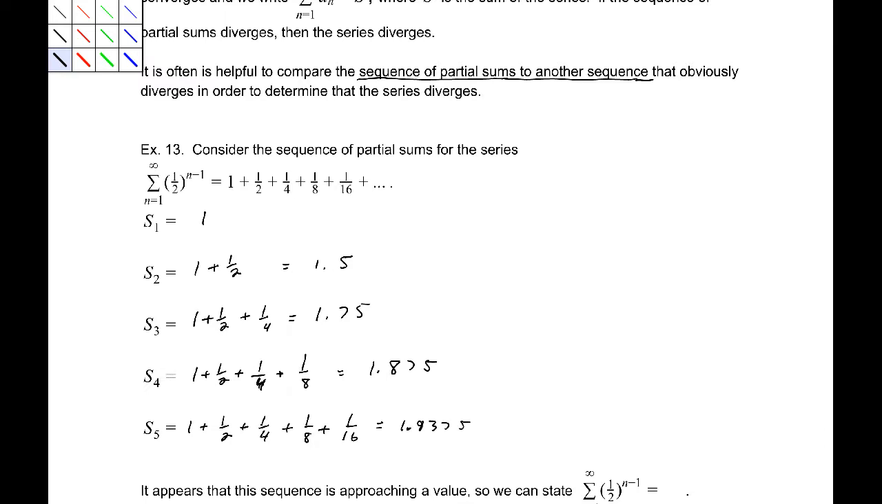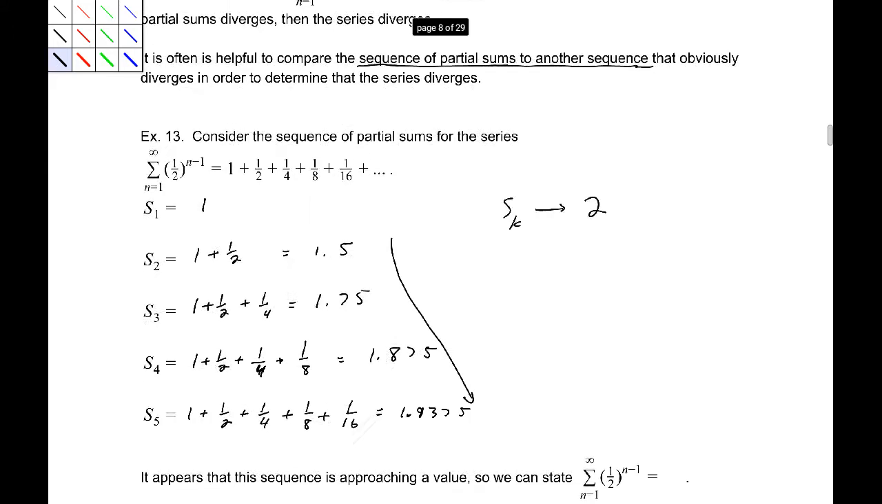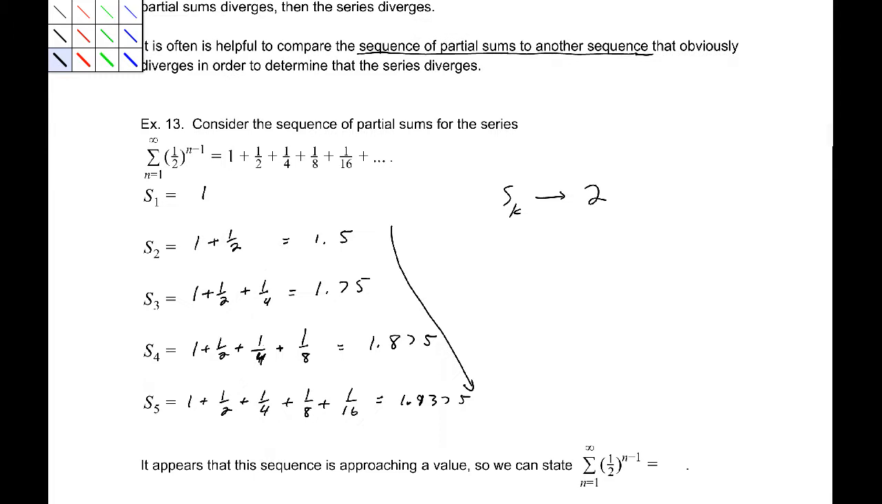So it appears that this sequence of partial sums, Sk, is approaching 2. It appears that is the case, and it is. We'll see later with geometric series, this is a geometric series. So it appears the sequence is approaching the value, so we can state that the infinite sum there is 2.